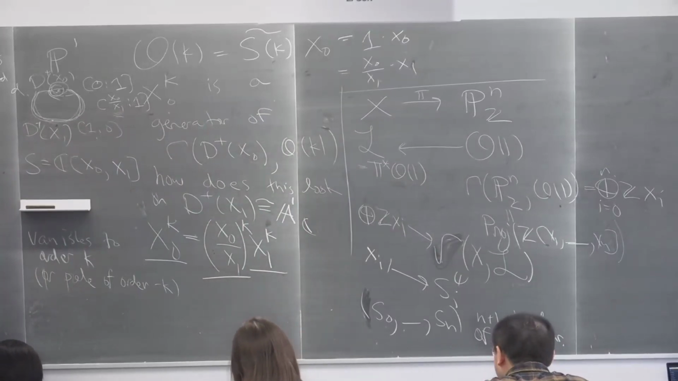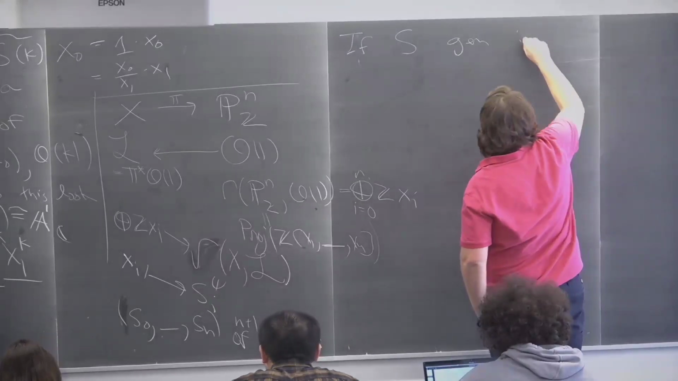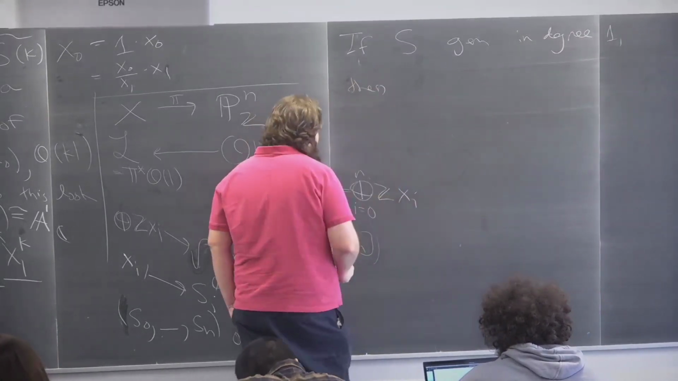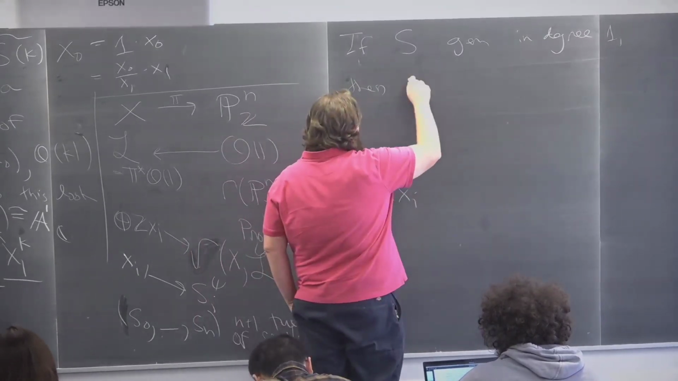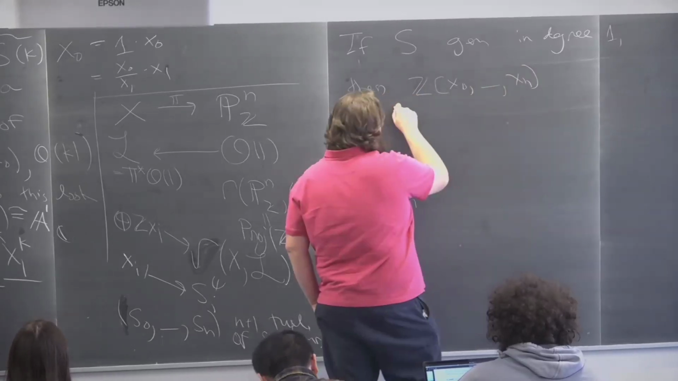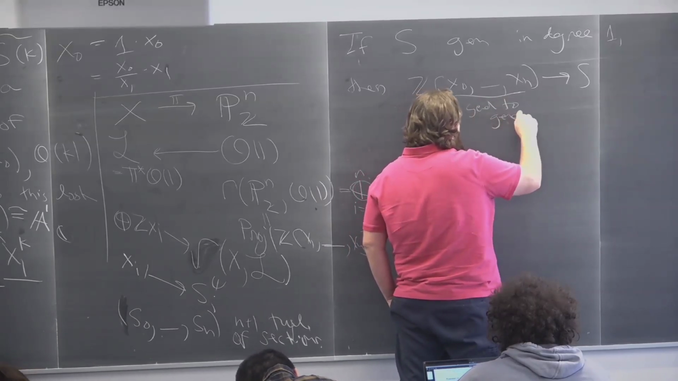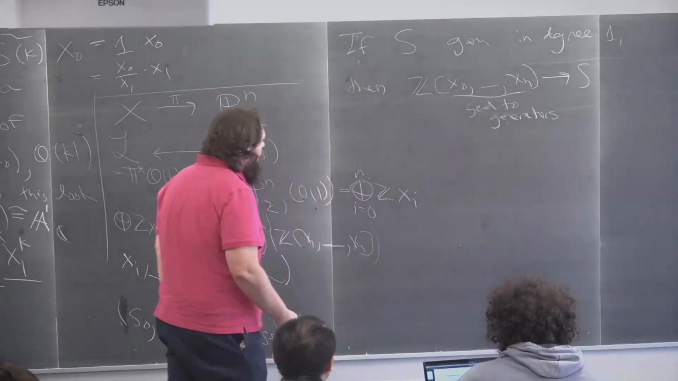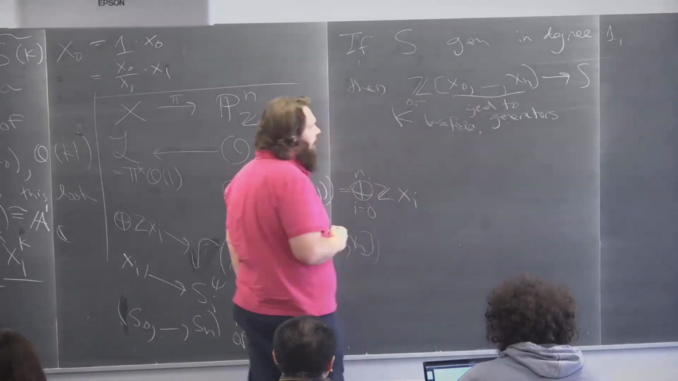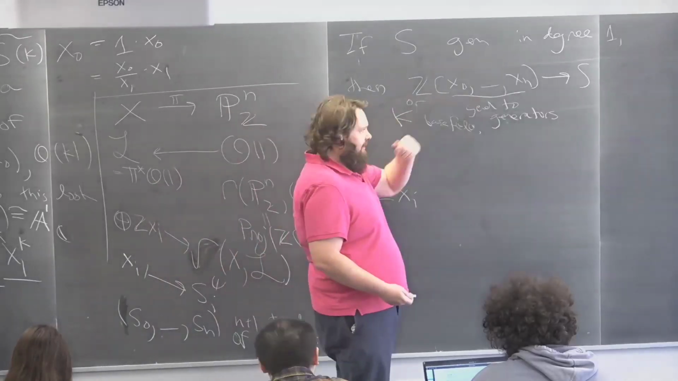And of course, remember, if S is generated in degree 1, then I can look at the map from Z adjoin x0 up through xn to S that sends these guys to generators. Or maybe instead of Z, I could take some base field K. More often, I would be working with S being a K-algebra for some field, and then the relevant notion of generators would be a spanning set of degree 1.